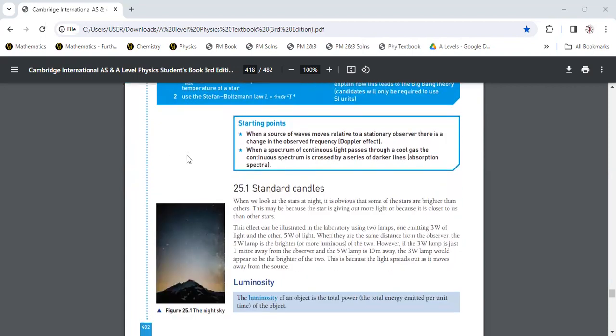There are a few things you might need to know before this. For example, Doppler's effect, which is a change in observed frequency when a source of wave moves away or towards an observer who is stationary, or when a spectrum of continuous light passes through cool gas and is crossed by a series of darker lines. We will call this the absorption spectrum.